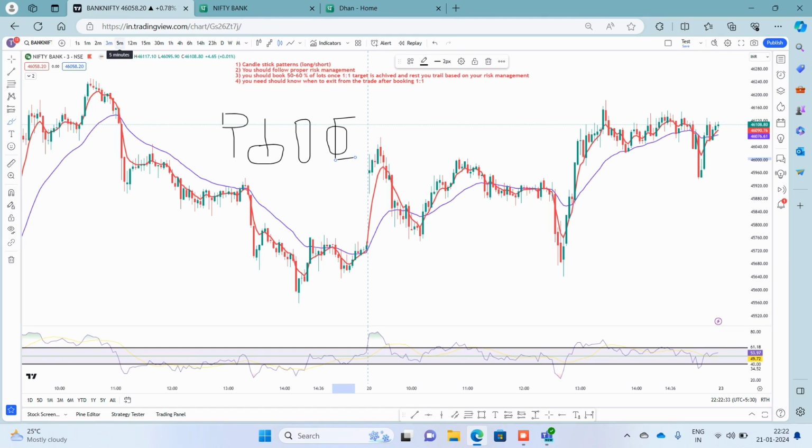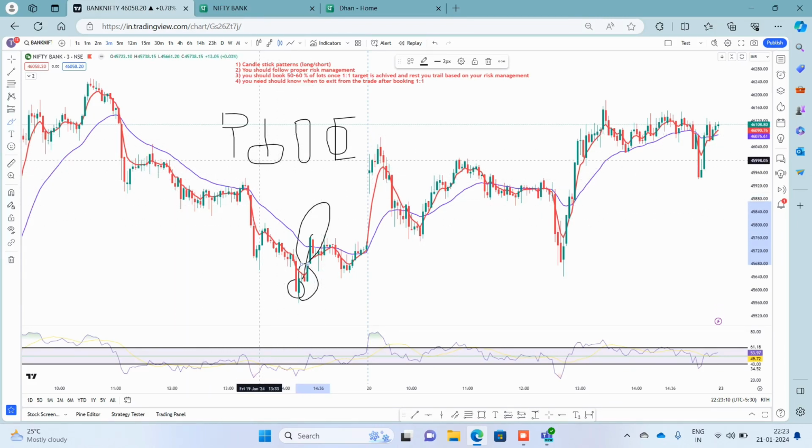We can also use 5-minute time frame. What is the difference using the strategy in 3-minute time frame and 5-minute time frame? Only difference is in 3-minute time frame, your SL will be small, your target will be big. In 5-minute time frame, your SL will be big and your target will also be big. Based on your risk management, you can use either 3-minute time frame or 5-minute time frame. I suggest to use the 5-minute time frame.